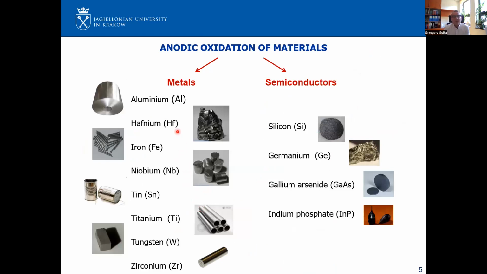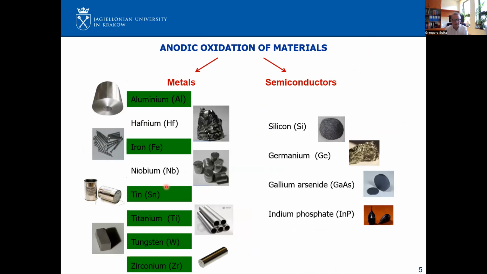When we are thinking about anodic oxidation of metals and the formation of nanoporous metal oxides in this way, we can anodize, of course, metals and semiconductors, but the most widespread technique is anodization of aluminum, as you probably know, but other metals can also be anodized. I would like to say a few words about those highlighted in green.